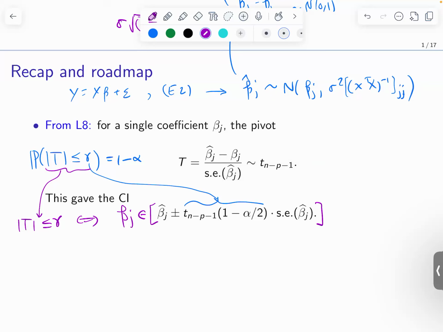So you get from that pivot, if you do rearrangement, we did this last time, that beta j belongs to that interval is equivalent to the absolute value of t less than or equal to gamma. Because that event holds with probability 1 minus alpha, this would be a 1 minus alpha quantile, or like a 95% quantile if alpha is 0.05.